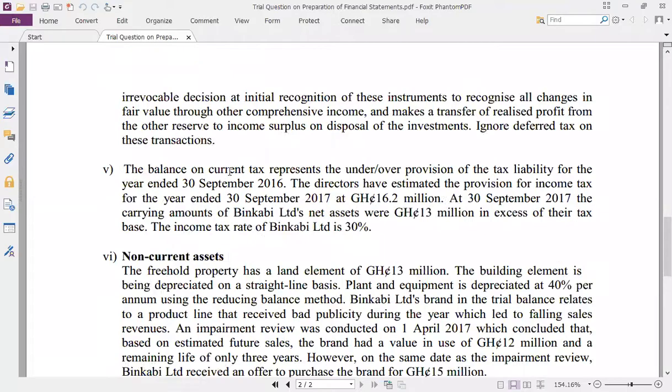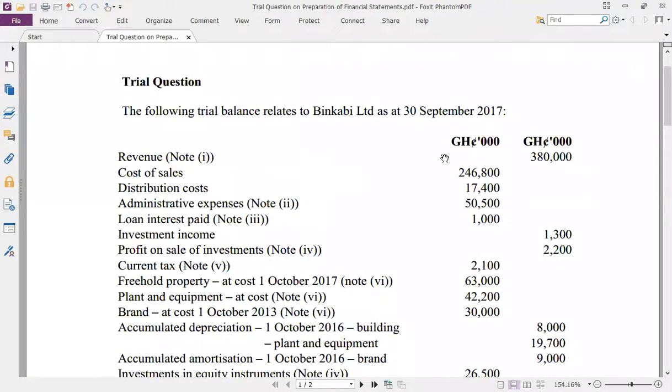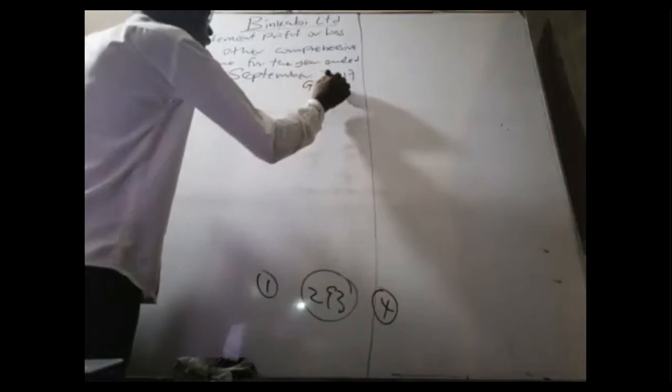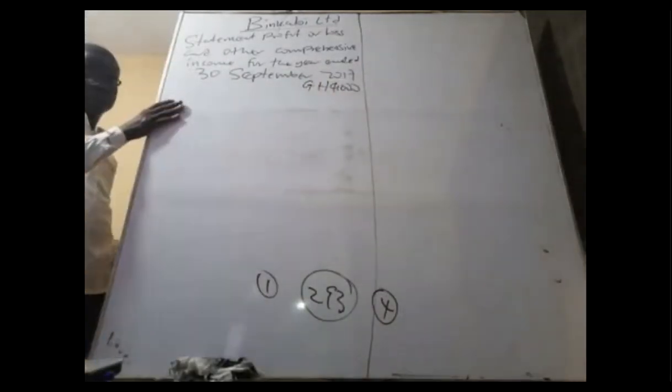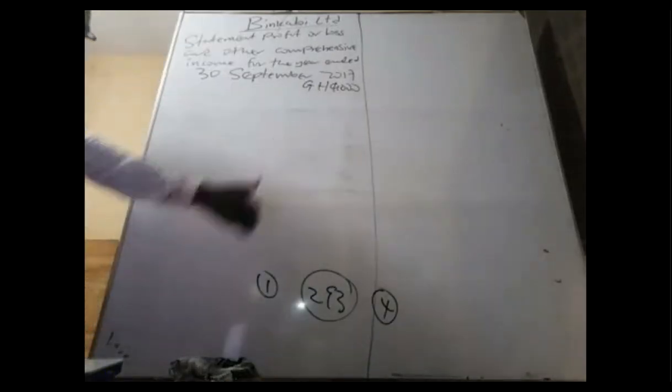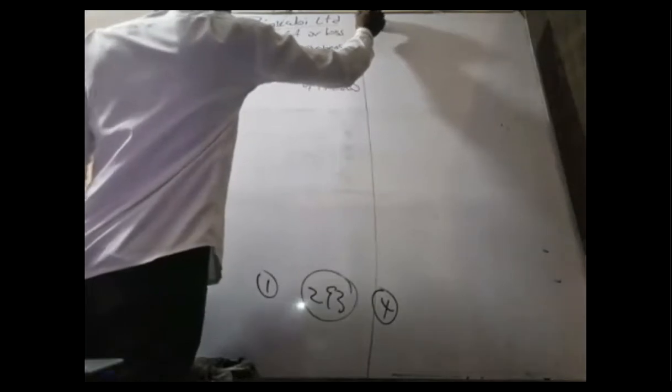Now let's go and pick the currency, the reporting currency, quickly. The reporting currency is Ghanaian cedis in thousands. So the same thing now right here, Ghanaian cedis in thousands, like this. Then I'll pause, go to the next page and write again, Binkabi Limited. Now I'm the B. Is the requirement A?